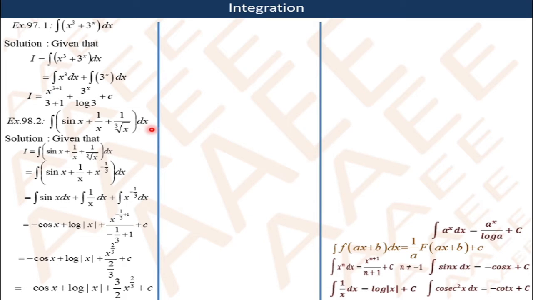Let us see the next sum. Page number 98, example number 3. Integration tan of x plus cot of x whole square dx.